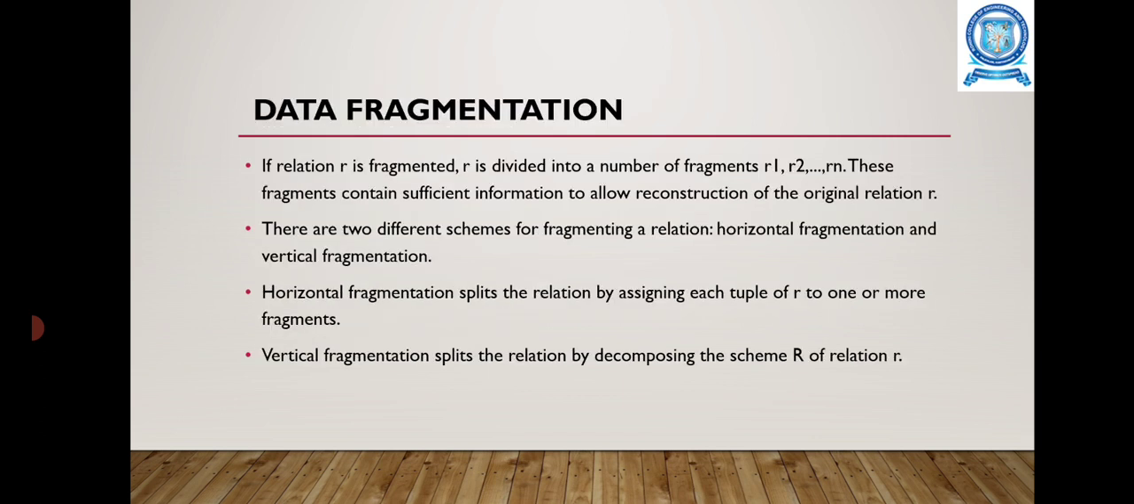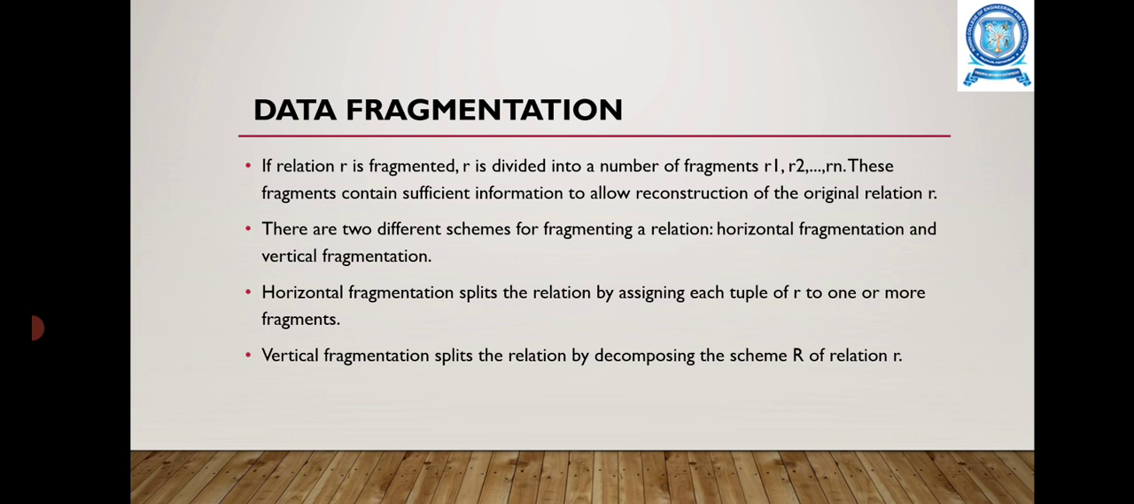Next one is data fragmentation. If a relation R is fragmented, R is divided into a number of fragments R1, R2 to Rn. These fragments contain sufficient information to allow reconstruction of the original relation R. There are two different schemes for fragmenting a relation. First one is horizontal fragmentation, then second one is vertical fragmentation.